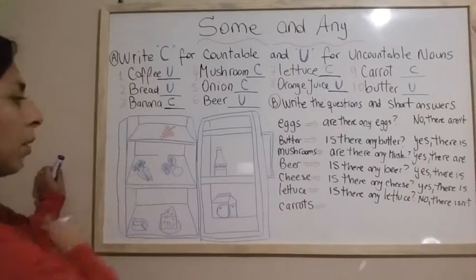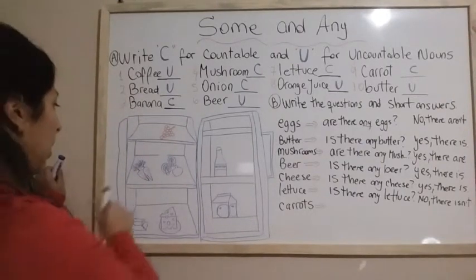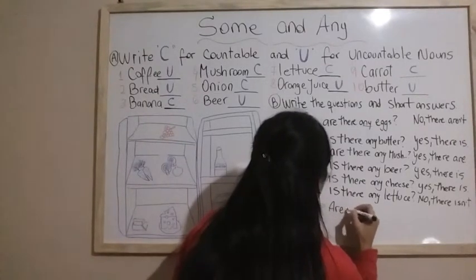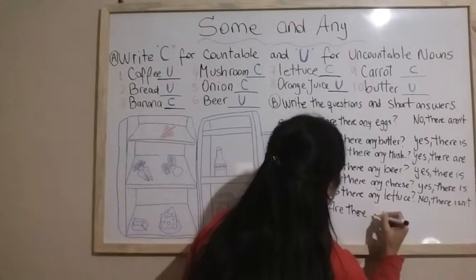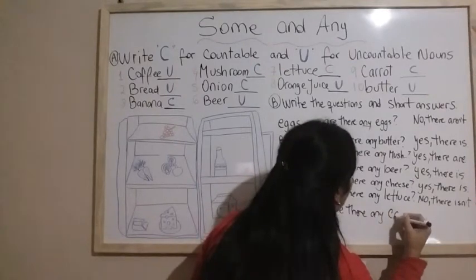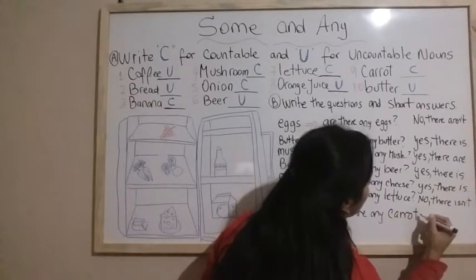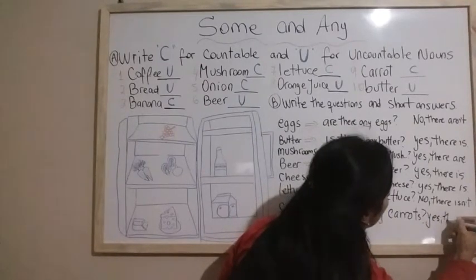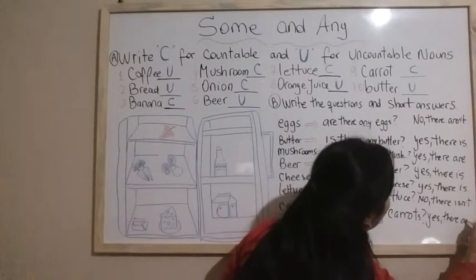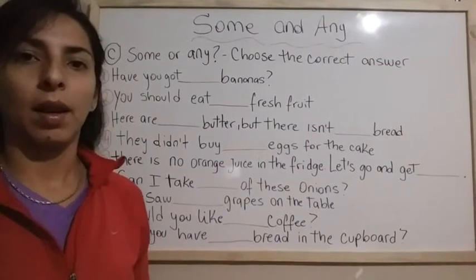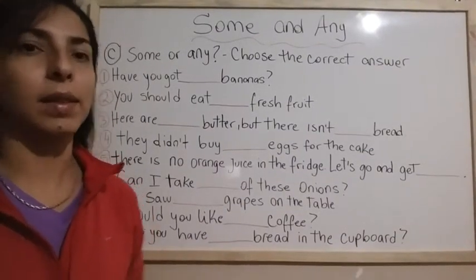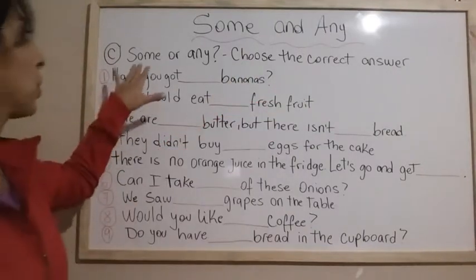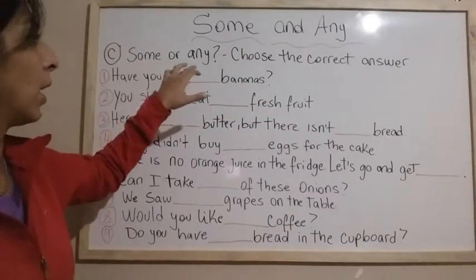Okay? And the last one is with carrots. We have carrots in the fridge? Yes, we have 2. So, are there any carrots? Yes, there are. And the last exercise, we have to choose the correct answers between some or any.